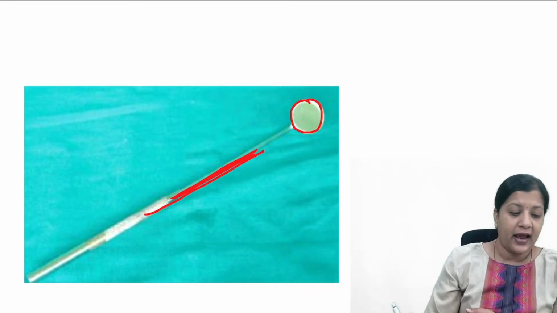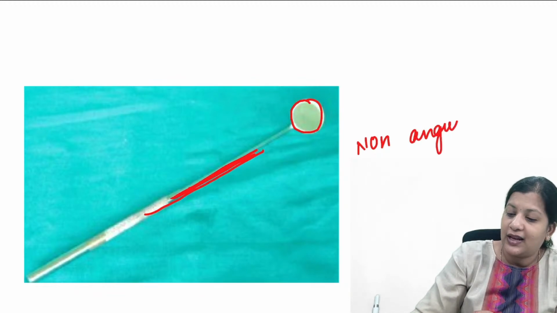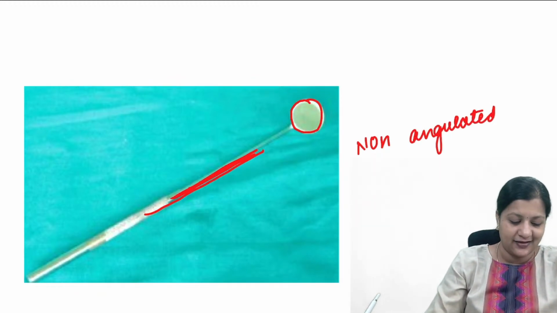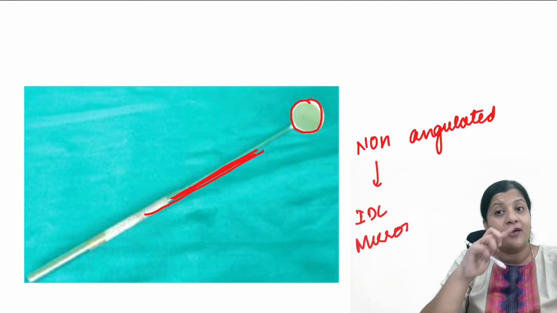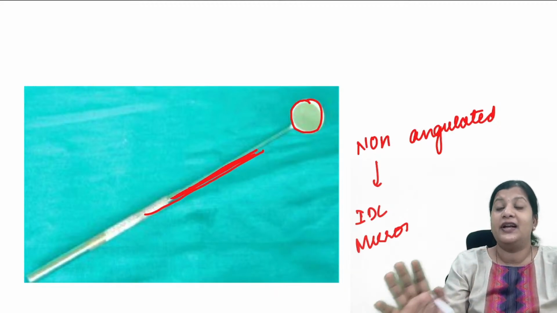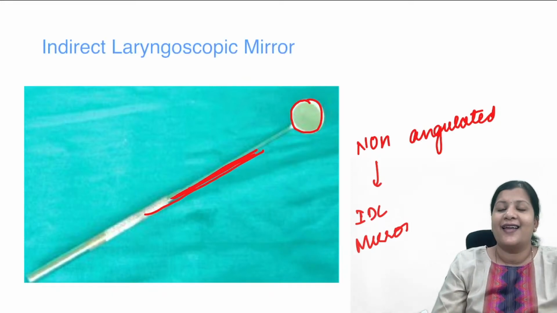It is a non-angulated one. So if it is a non-angulated one, what will be the name of this instrument? It is used for performing which procedure? Yes, very good. This is your IDL mirror. So in St. Clair's Thompson, we saw there was an angle. In IDL mirror, there will be no angle. So it is direct, there is no angle, and this is used for performing indirect laryngoscopy to visualize the larynx.